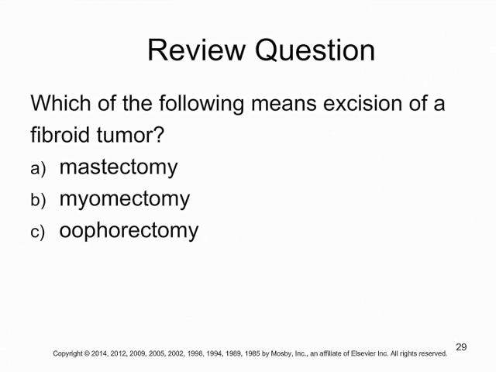Which of the following means excision of a fibroid tumor? Mastectomy, myomectomy, or oophorectomy? Well, they all mean excision. The correct answer is B, myomectomy. A is a removal of a breast, whereas C is a removal of an ovary.